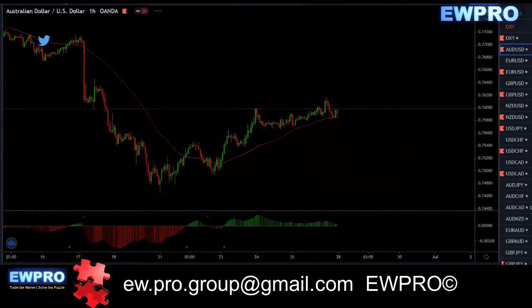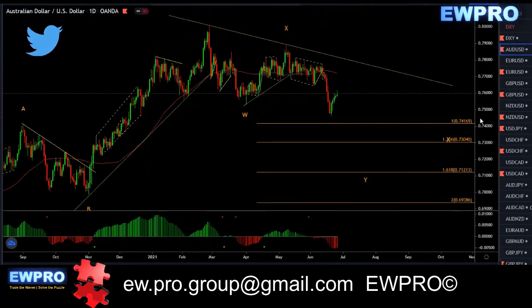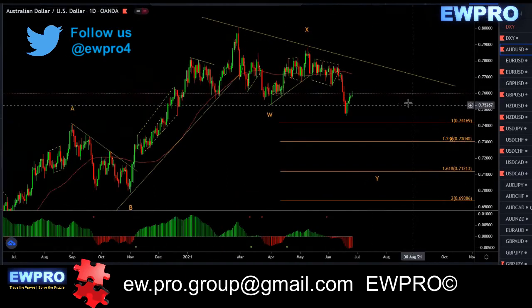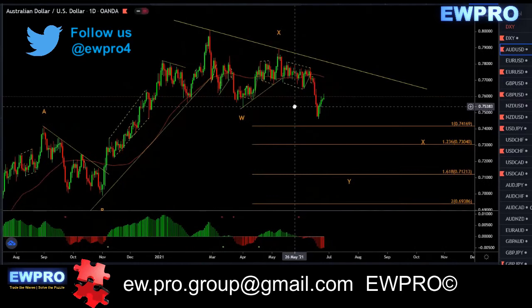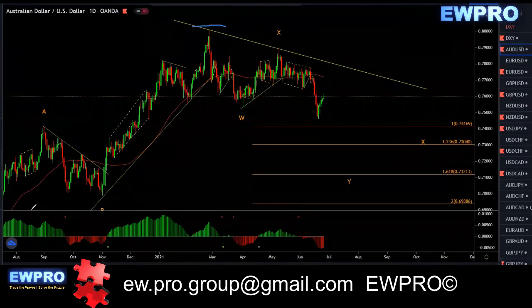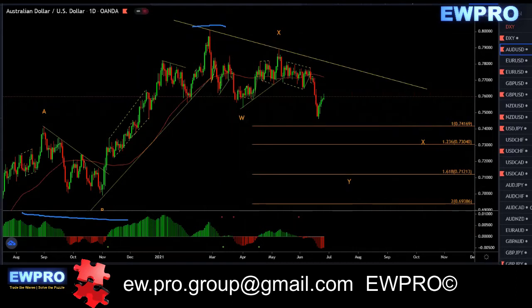AU on the daily, not much changed on the daily. This is getting interesting though, because, well, we had that bearish divergence here, but we got a WX. We're looking for this wave Y. We don't have any bullish divergence, but we haven't hit that 100 fib either. We haven't hit this A, B, C 100 fib either.